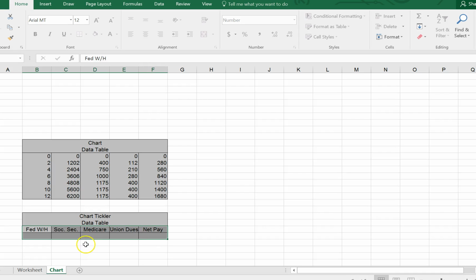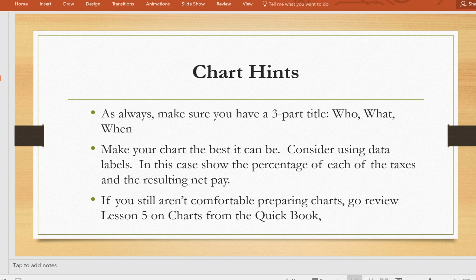Remember, all charts should be prepared in a specific way. Make sure you have a 3-part title: who, what, when. Make your chart the best it can be. Consider using data labels. In this case, you will show the percentage of each of the taxes and the resulting net pay. If you still aren't comfortable preparing charts, go review Lesson 5 on charts in the QuickBook.